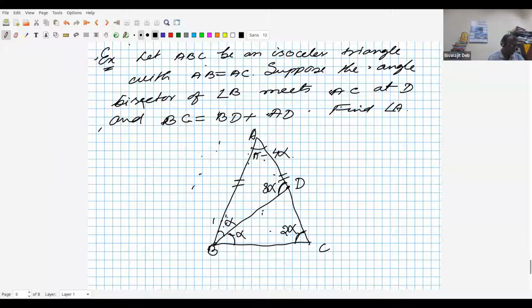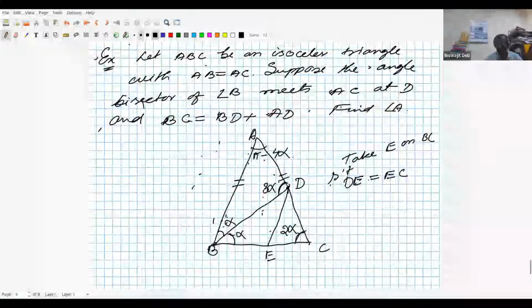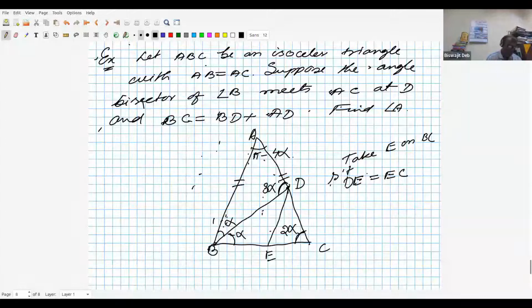Next, what we do, from D you draw one line to touch the side BC at E in such a way that DE is equal to EC. So take E on BC such that DE equals EC. Now join A with E.